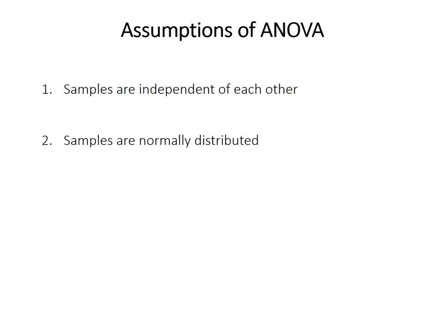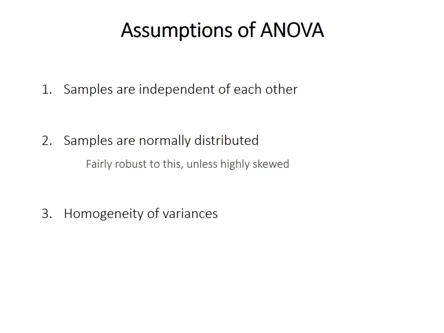So ANOVA has basically the same assumptions as the t-test. First, the samples must be independent of one another, and in pretty much all data you might have, this is going to be the case. Just watch out for repeated measures on the same things. If you measure the same thing once, and then again later on, that's the most common form of non-independence. All samples must be normally distributed, but I will note that the test is actually quite robust to this, particularly if the sample size is not small, unless the samples are really quite skewed.